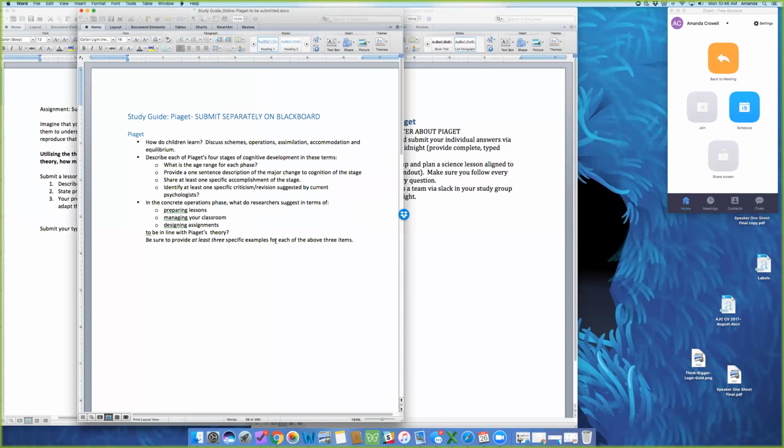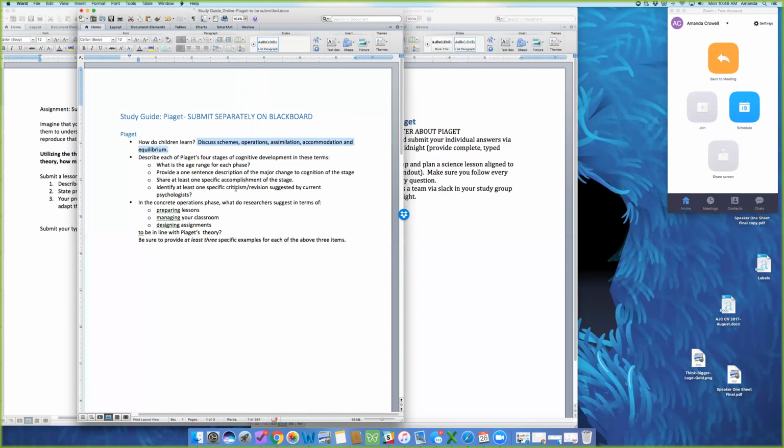Now you'll notice the study guide is fairly extensive this week. So the first one is to describe Piaget's ideas about how people learn. And you'll know that you're talking about the right thing if you're talking about schemes, operations, assimilation, accommodation, equilibrium. So get a good answer for that in place because it's the foundation really of his phases. And I need you to describe each of the phases in each of these terms. What's the age range? Describe the cognitive change, at least one specific accomplishment that is related to that cognitive change, and at least one specific criticism of that phase.